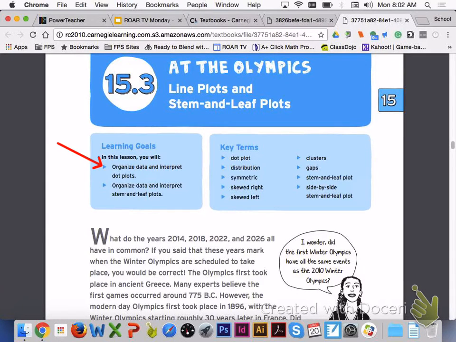Hi class, in lesson 15.3 you will be learning about line plots and stem and leaf plots. Learning targets: organize data and interpret dot plots, and organize data and interpret stem and leaf plots. Key terms in lesson 15.3: dot plot, distribution, symmetric, skewed right, skewed left, clusters, gaps, and stem and leaf plot.